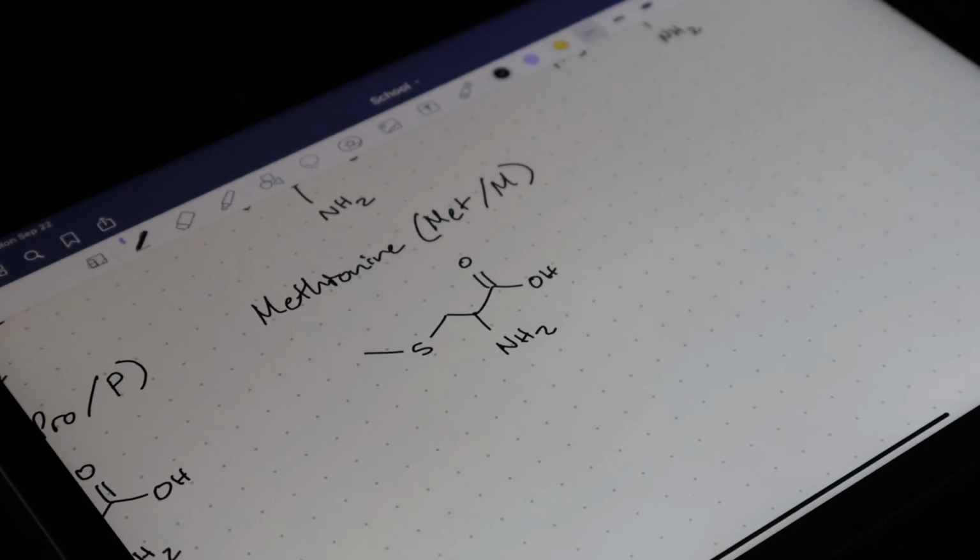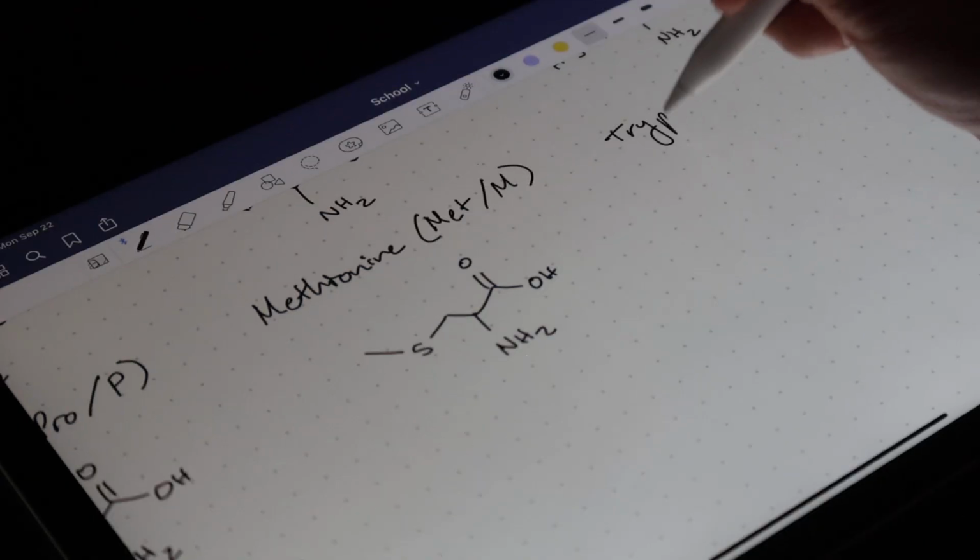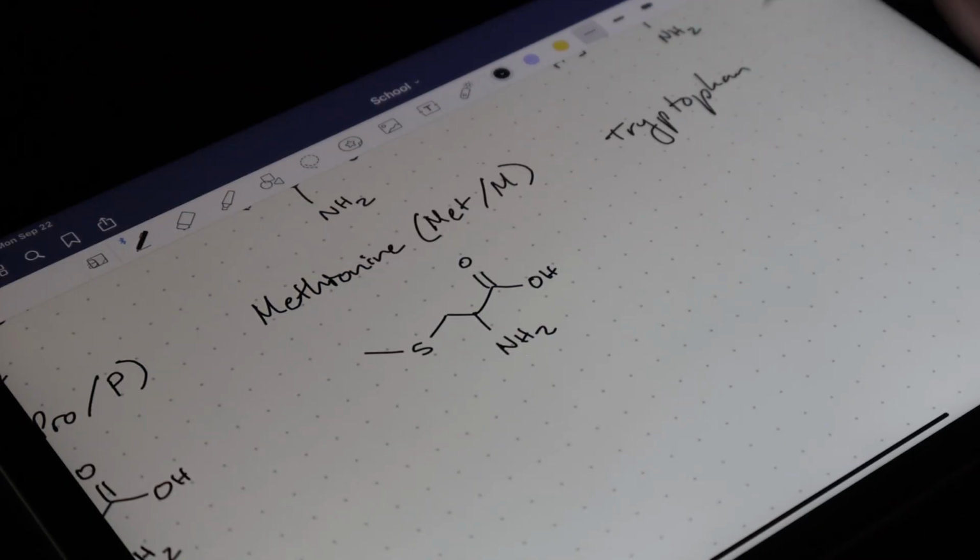Next we have tryptophan, which is TRP or W. Really weird. I think TRP makes some sense because if you, I guess, shorten the initial part, TRP still kind of sounds like trip. But the W kind of comes out of nowhere.